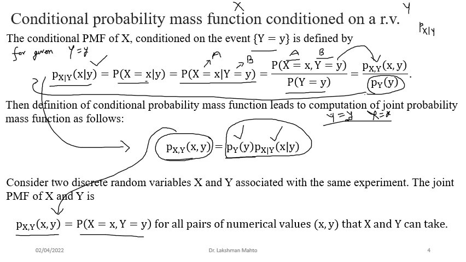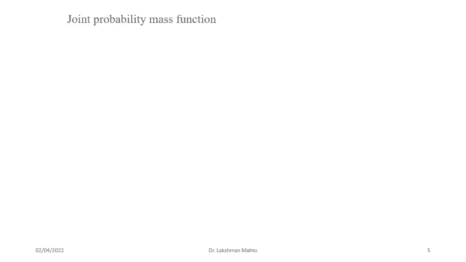So what is the joint probability mass function? We define it through this property, the joint probability of occurrence of X equal to x and Y equal to y. It is just the definition, the distribution of the joint occurrence of X and Y. So this one is the definition and this one is the computation. We compute it this way.